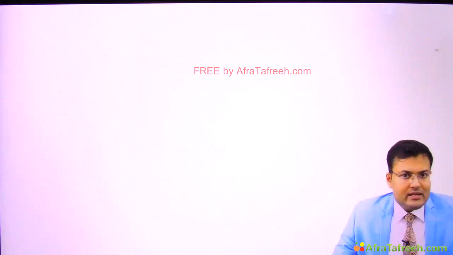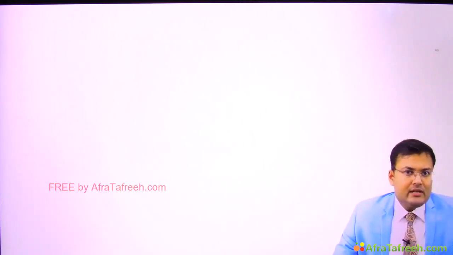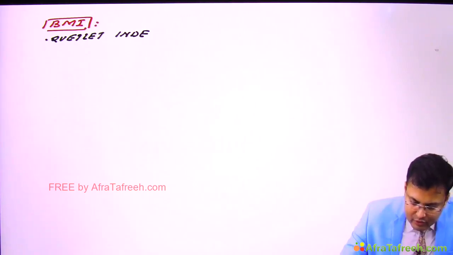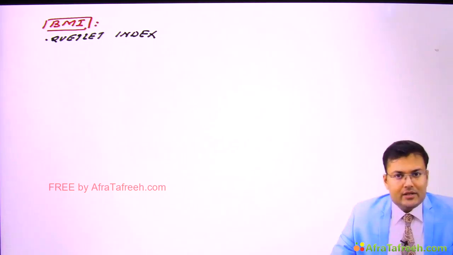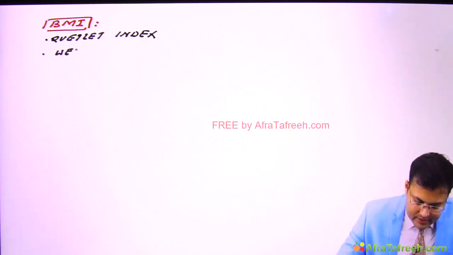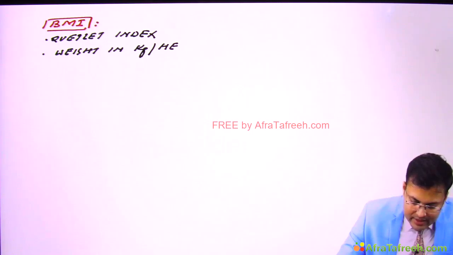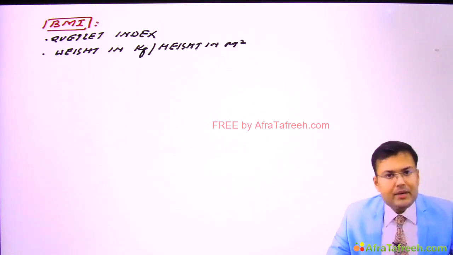After that, body mass index is asked in medicine and surgery, and it is also asked in PSM. What is the other name of body mass index? It is also known as the Quetelet index. And what is the formula for body mass index? It is weight in kg divided by height in meter square. Clear? So the unit is kg per meter square.